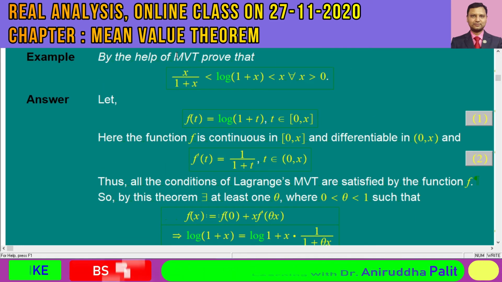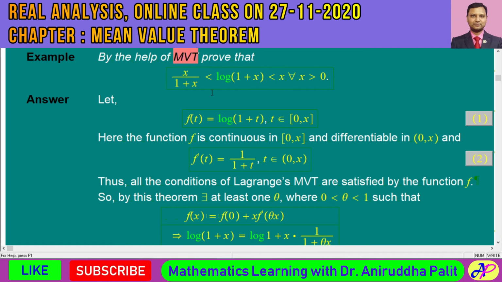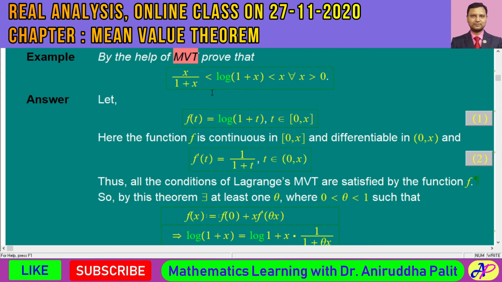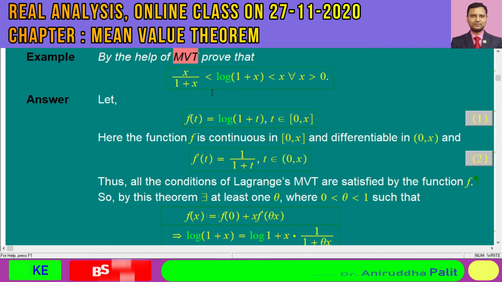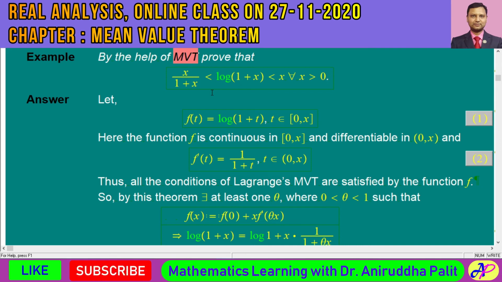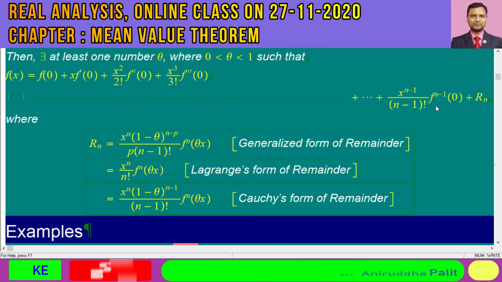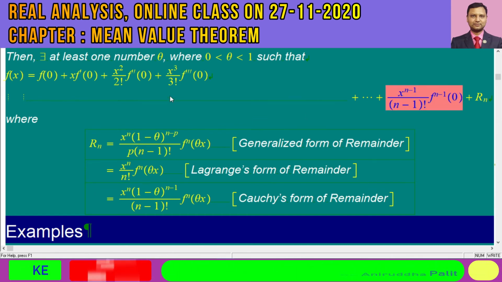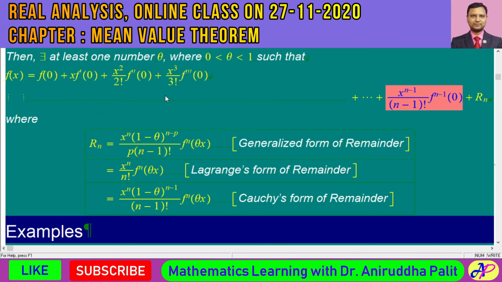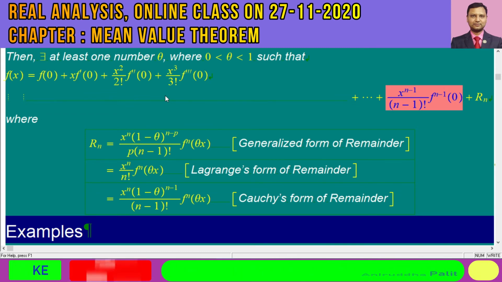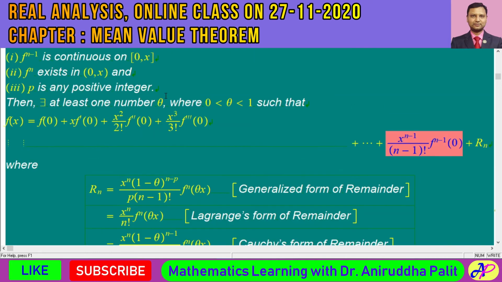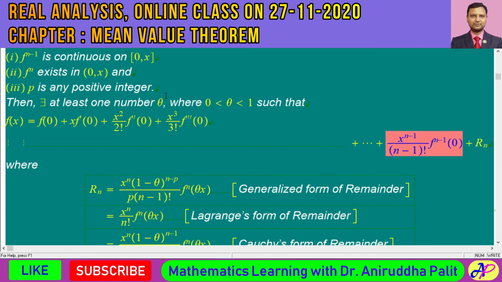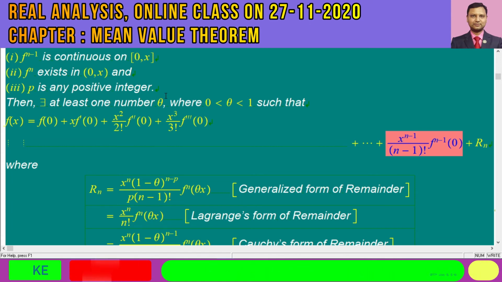Sometimes it is given in a question that by the help of MVT, that means by the help of mean value theorem, you see, mean value theorem does not always mean the Lagrange's mean value theorem. It might be Cauchy's mean value theorem. In fact, you will observe that if you put n is equal to 1 over here, I am keeping this observation for your task. You try to reveal the technique or the process. If you put n is equal to 1 in this Taylor's theorem, you will ultimately be able to get the Lagrange's mean value theorem.